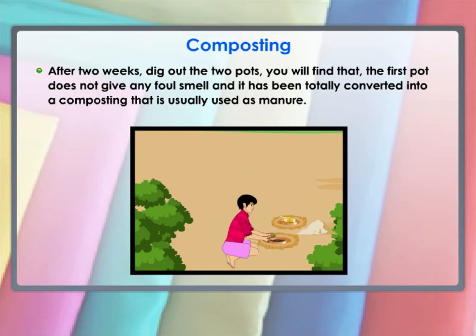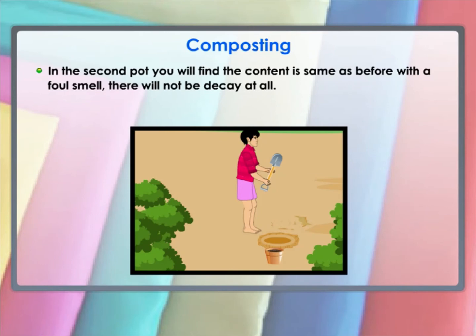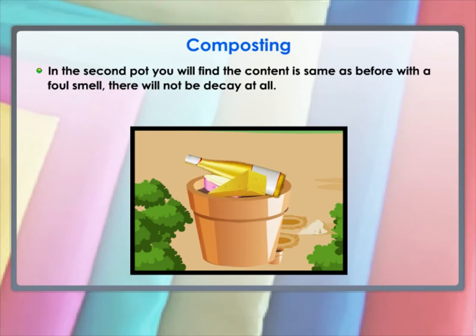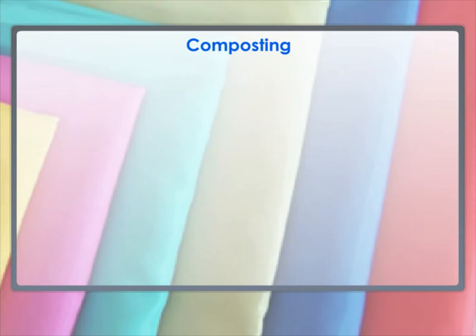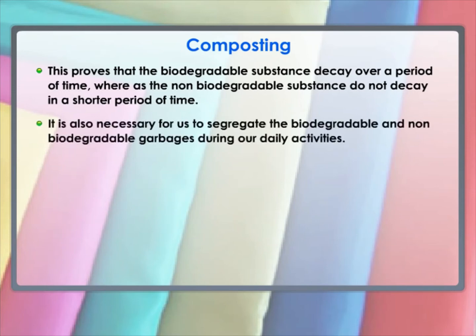You will find that the first pot does not give any foul smell, and it has been totally converted into compost that is usually used as manure. In the second pot, you find the content is the same as before, with a foul smell. There will not be decay at all. This proves that biodegradable substances decay over a period of time, whereas non-biodegradable substances do not decay in a shorter period of time. It is also necessary for us to segregate the biodegradable and non-biodegradable garbage during our daily activities.